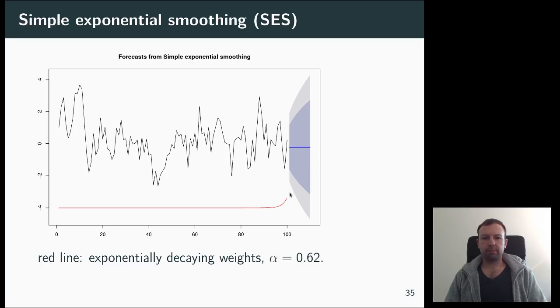Here in red, I show you these decaying weights. I shifted them away from 0, just so that the plot is more understandable. They have a weight decay of 0.62, and now you see the forecast. It's not exactly just the last value, but a bit shifted.